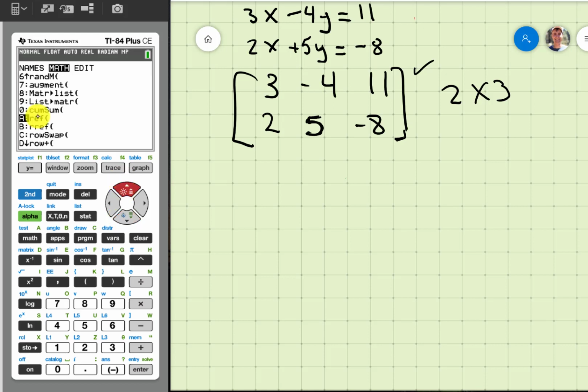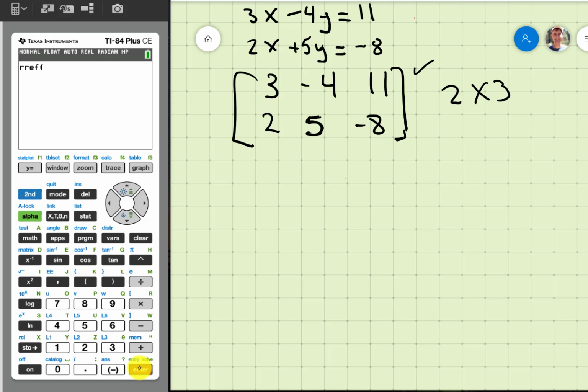Now A isn't the wrong one, REF. That's the one that makes us do extra work. The RREF under item B is going to do all the solution for us in one step. So we're going to enter that, and it puts the ref command on the home screen. Now the ref command needs to work on a matrix. It doesn't know which one, so we're going to tell it which one.